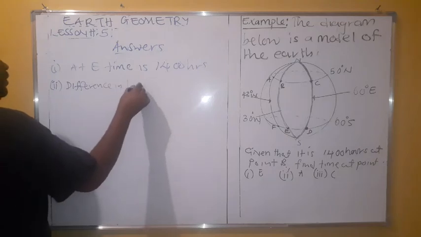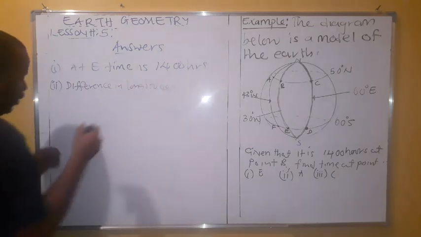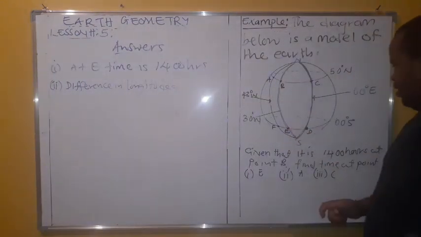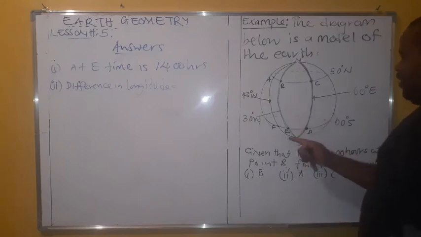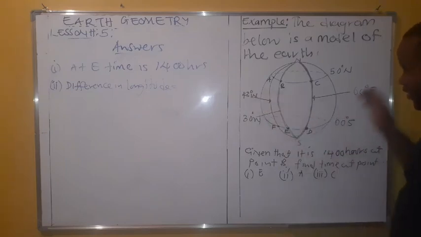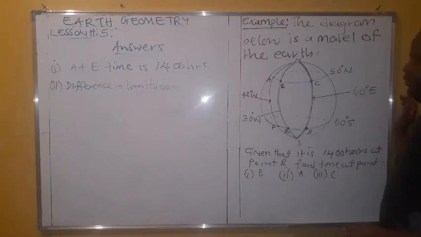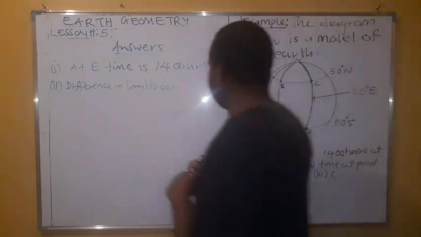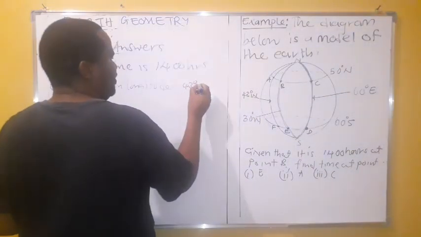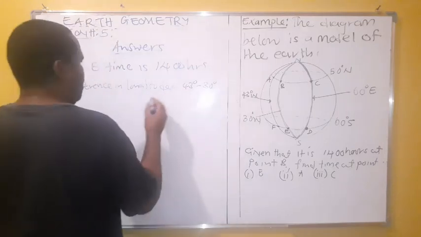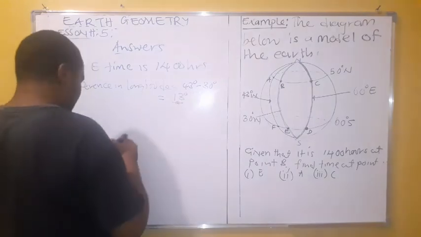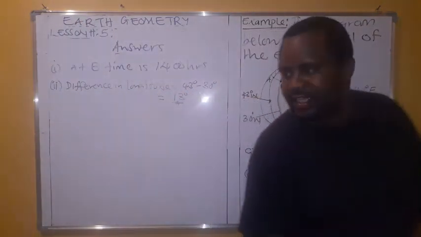The difference in longitude is equal to what? So what is the longitude of point B? The longitude of point B is 30. The longitude of point A is 43. What's the difference? Because these two are on the same side, which is the western, you find the difference by subtracting. So we are going to say 43 degrees minus 30 degrees, and the answer is 13 degrees. So that's the difference in the longitudes.